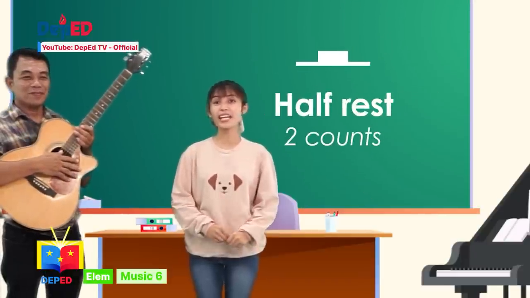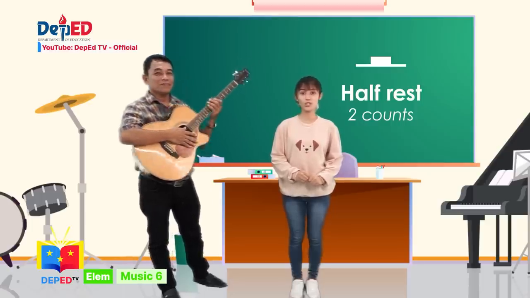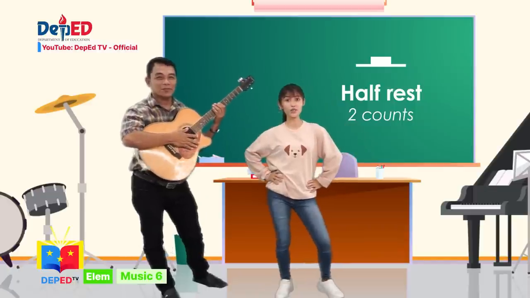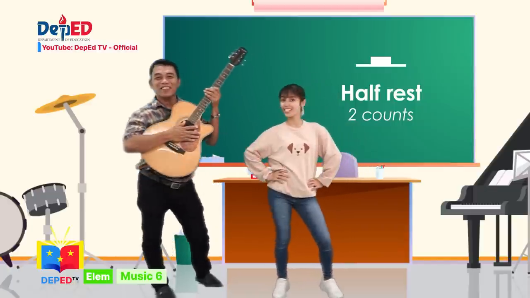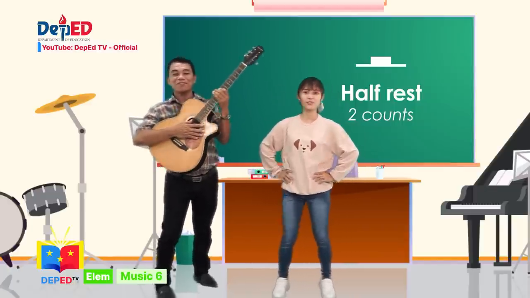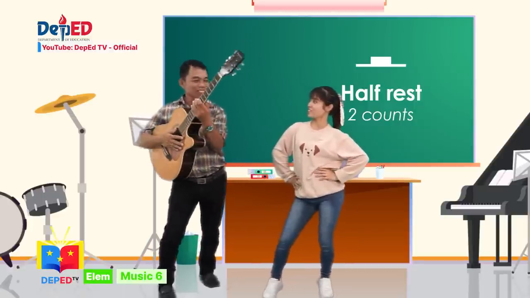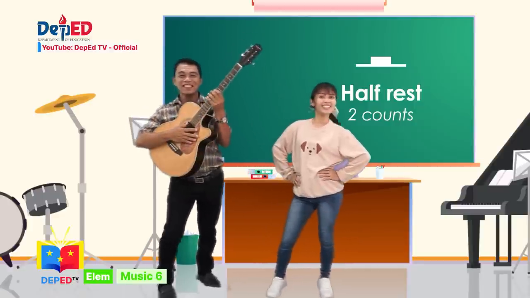The next one is half rest, which has 2 counts. Like this. 1, 2, 1, 2. Do it with me. 1, 2, 1, 2.